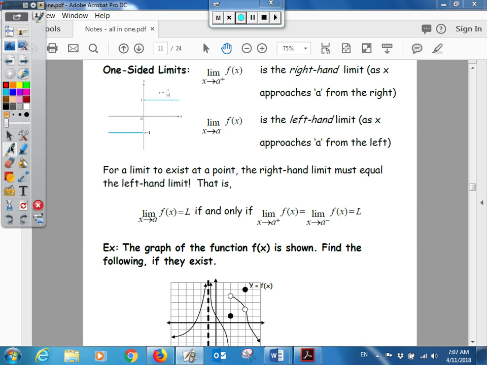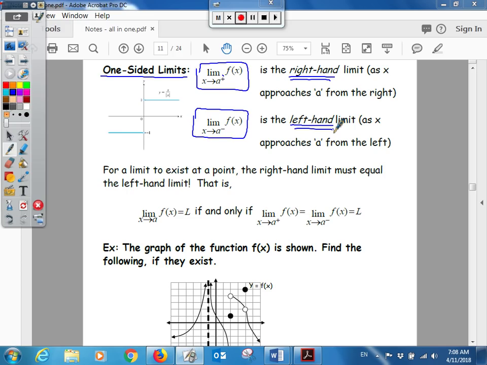So let's talk for a minute about what we call one-sided limits. A one-sided limit is a limit that's only coming from the left or from the right-hand side. The notation for a one-sided limit is a little plus sign or a little minus sign as an exponent on the value that x is approaching. The plus sign means coming from the right-hand side. The minus sign means coming from the left-hand side.